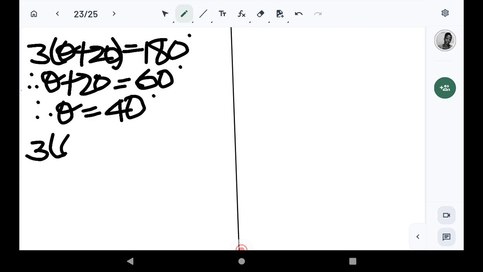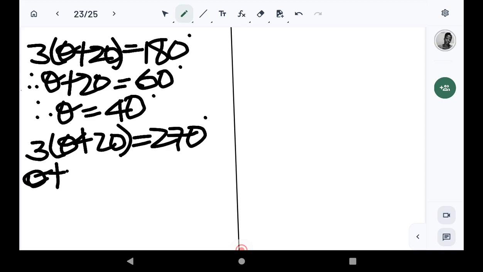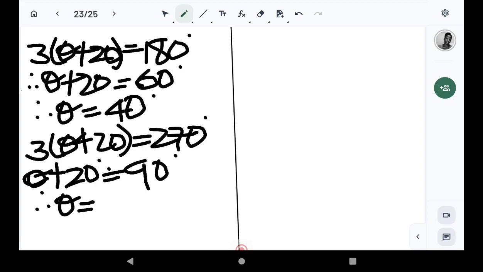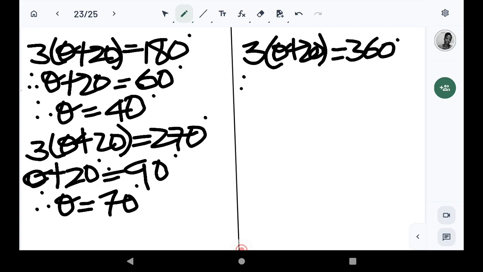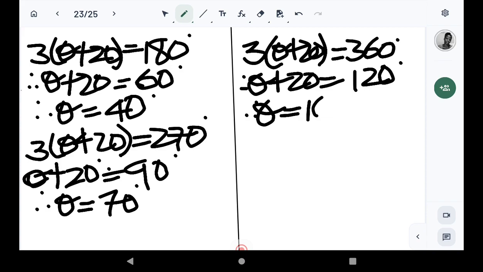Okay, at 270 degrees, theta plus 20 equals 270 divided by 3, that is equal to 90 degrees. Therefore, theta equals 90 minus 20, which is 70 degrees. Then on the last one, 360 degrees. Theta plus 20 is equal to 360 divided by 3, that's 120. Therefore, theta equals 120 minus 20, and that is 100. So we're done with the last one. Now, what we're going to do is use periodicity to duplicate and continue. So let's go.